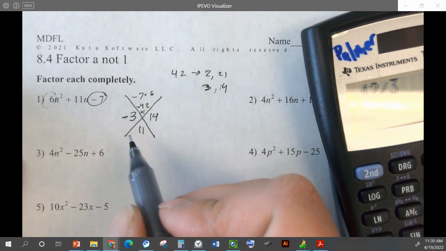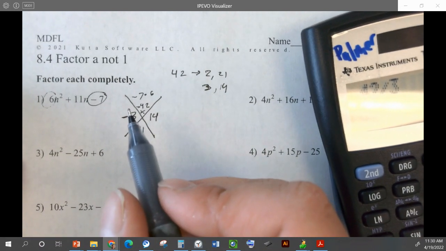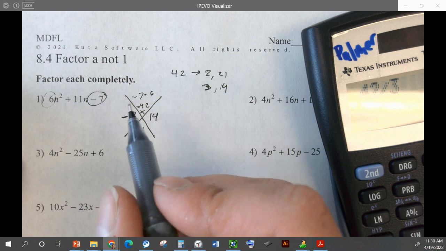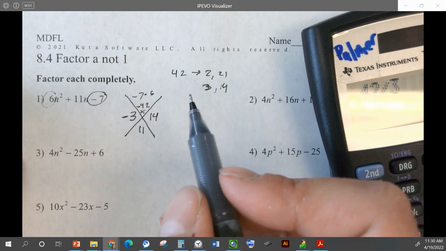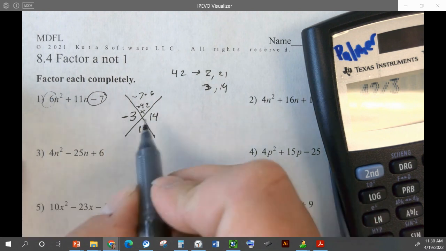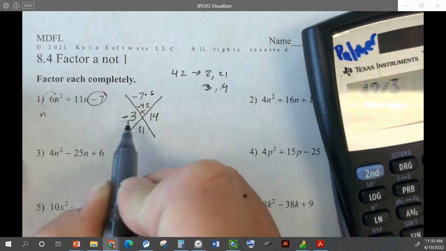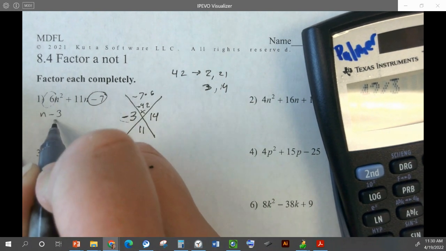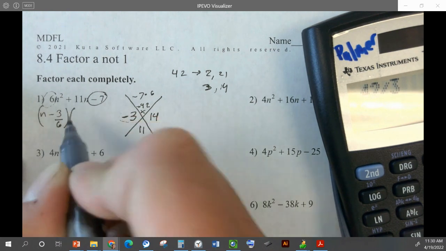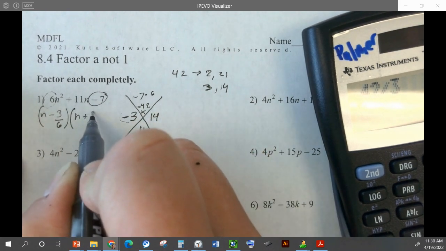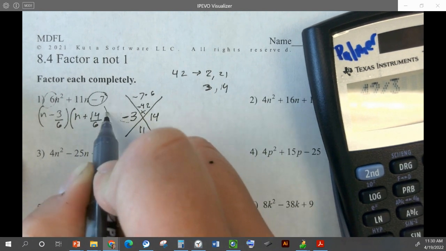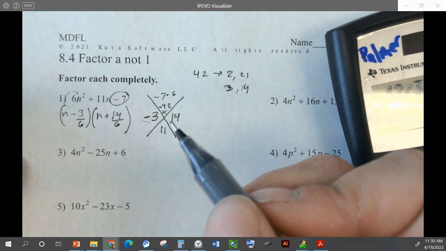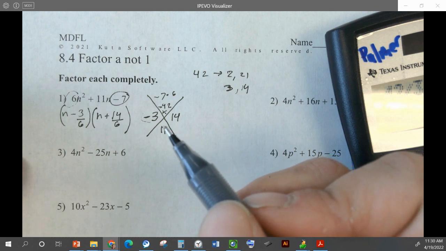Okay, does anyone remember our next step? What are we going to do now? So we have our two numbers. Good. So we're going to put n. Good. n minus 3. Good. Bringing the sign. And it's going to be 3 divided by whatever a is. Here a is 6. So 3 divided by 6. And then n plus 14 divided by 6. Okay, we're not done yet. What's going to be next? Good, we're going to simplify.